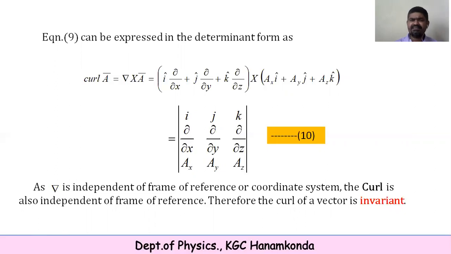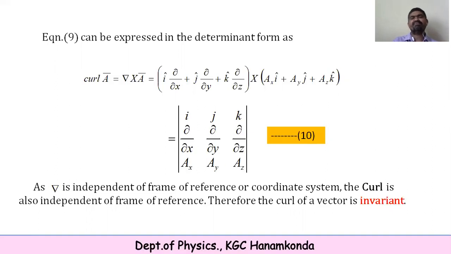This del operator is independent of the frame of reference or coordinate system which we have taken to calculate. So the del operator is independent, therefore curl is also independent of the coordinate system which we have taken. Therefore the del operator is invariant, therefore curl is also invariant. Therefore the curl of any vector field is independent of the coordinate system which we have taken to calculate the curl of the field. Therefore curl is invariant. It is independent of coordinate system.